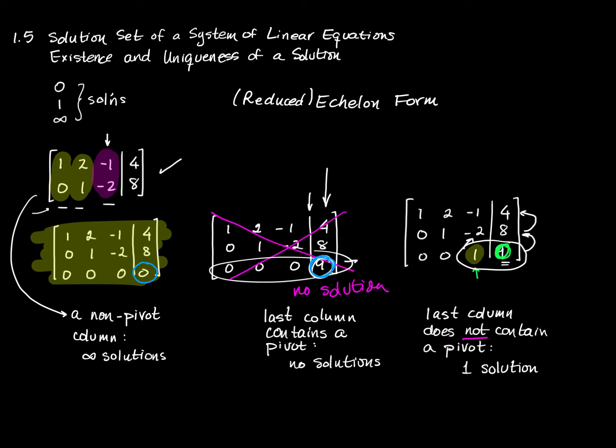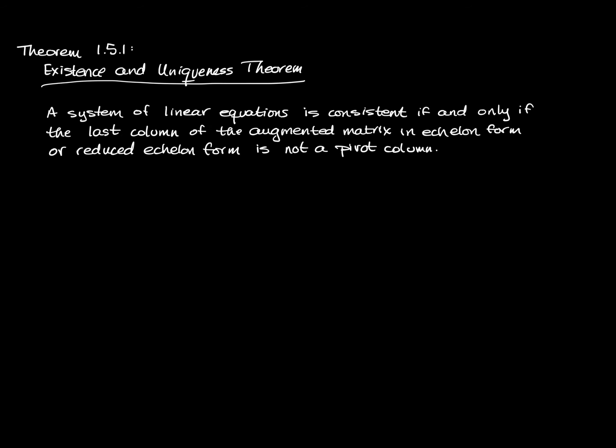We have a theorem in this particular case, so I'm going to go to a different screen and write out the theorem, and we'll talk through it. We've pretty much covered everything in the theorem, but I want to look at the more formal language and help kind of break it down and interpret it a little bit. All right, this theorem actually has two parts, but I'm just going to do one part at a time. This one says a system of linear equations is consistent if and only if the last column of the augmented matrix in echelon form or reduced echelon form is not a pivot column.